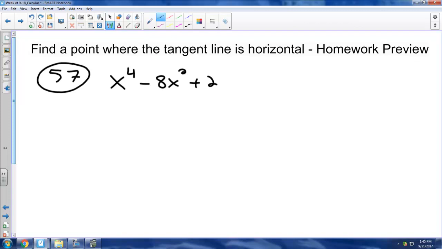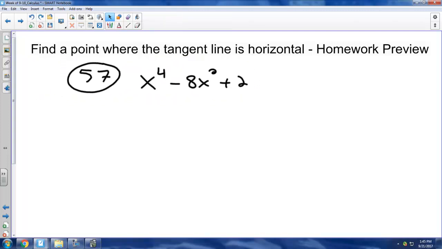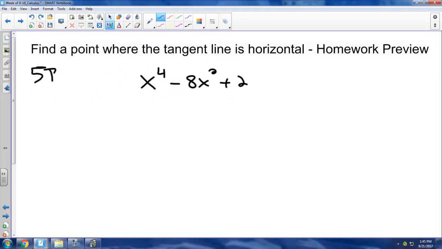Last thing I want to talk about is a horizontal tangent line. So I just want to talk about this problem here, x to the fourth minus 8x squared plus 2. And we want to find where this graph has a horizontal tangent line. Okay, so if this is y or f of x, whatever we want to write it as, we need to derive that. Because the tangent line's slope, right?